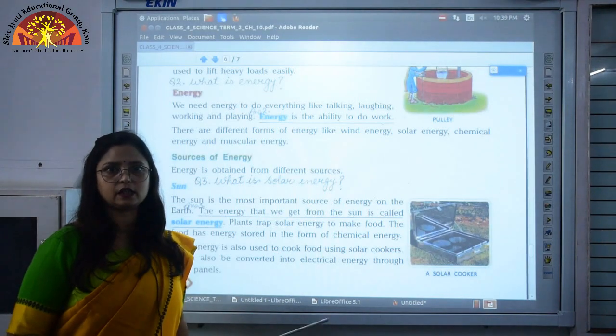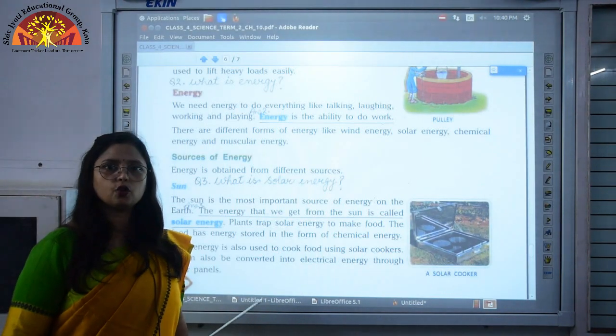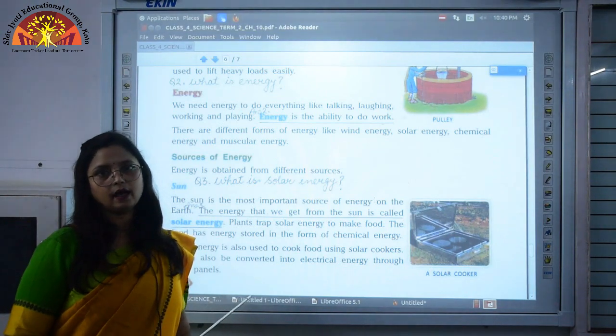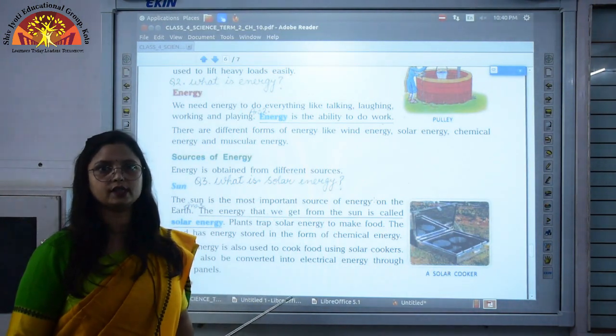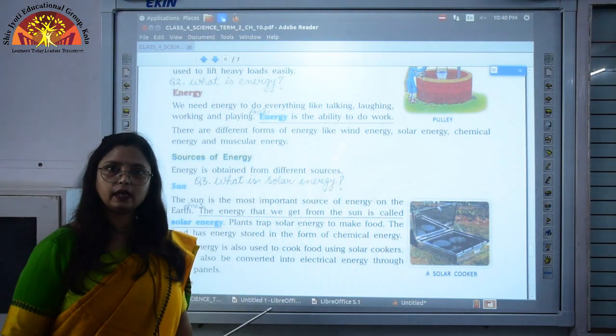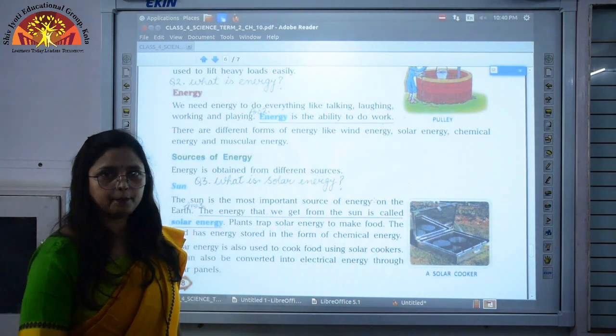Nowadays you might have seen solar geysers. So many solar appliances are there which run on solar energy. So what happens over there? Solar energy is converted into electrical energy. So let us see some examples.